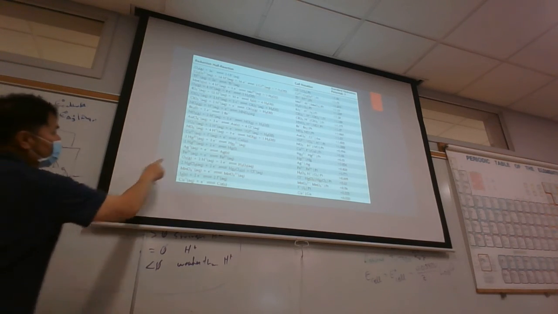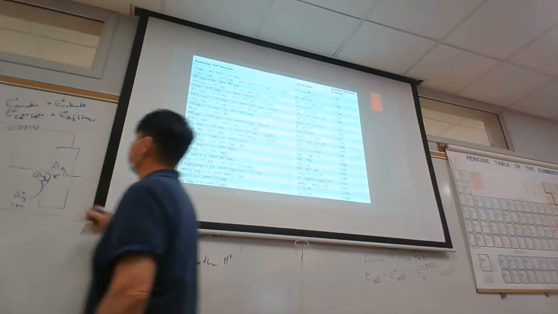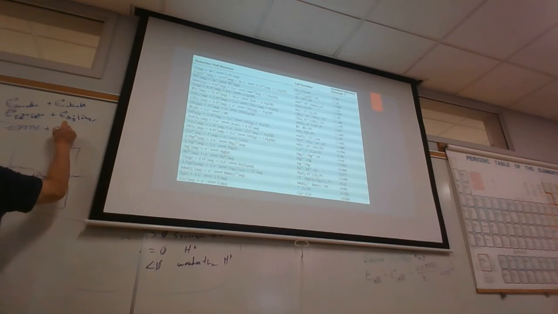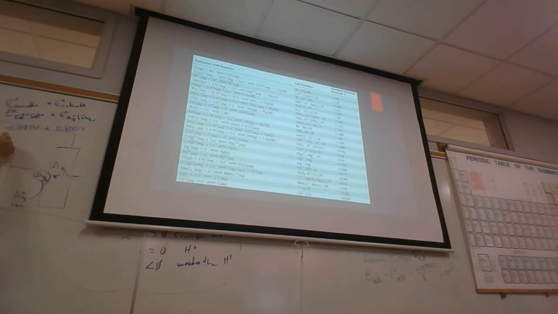Then I have silver ions go to silver metal. That's plus 0.800 volts. And so this is going to give me plus 0.029 volts. It's not the highest potential, but we have a driving force for this reaction to occur, as long as we have a salt bridge in here. If there's no salt bridge, nothing's going to happen.